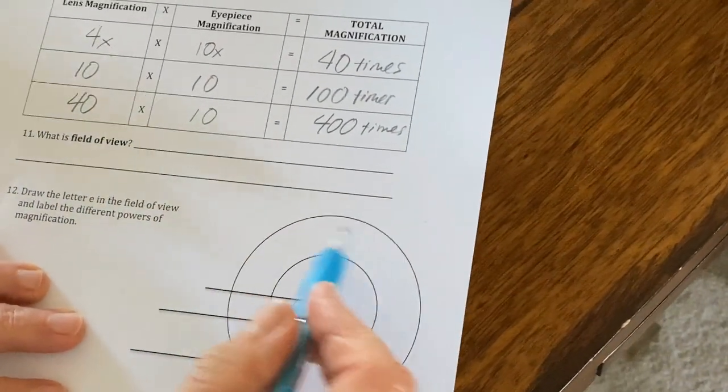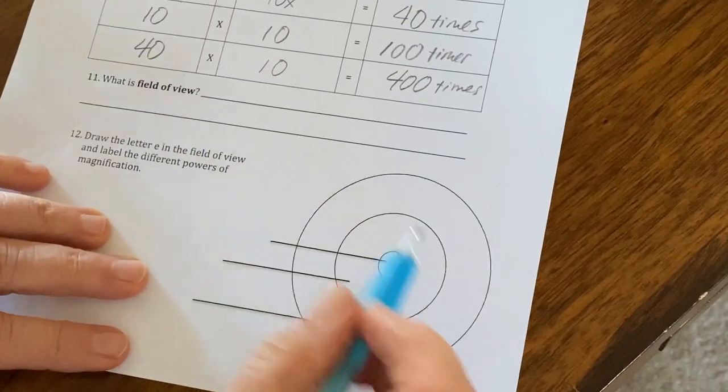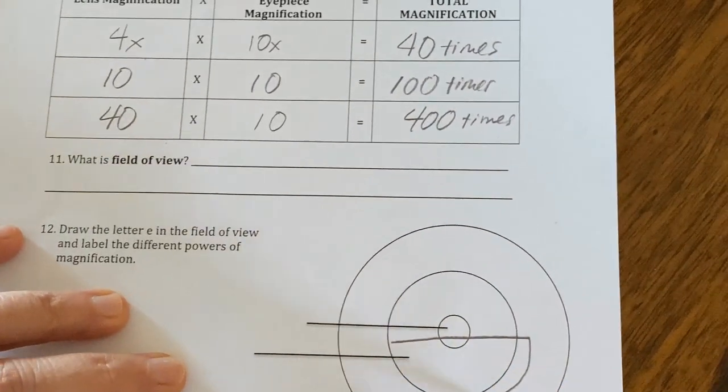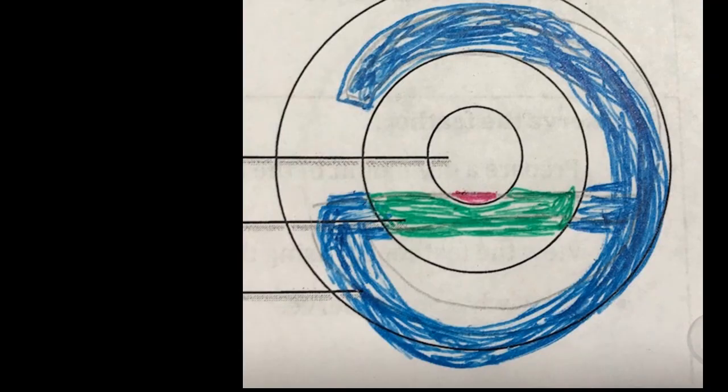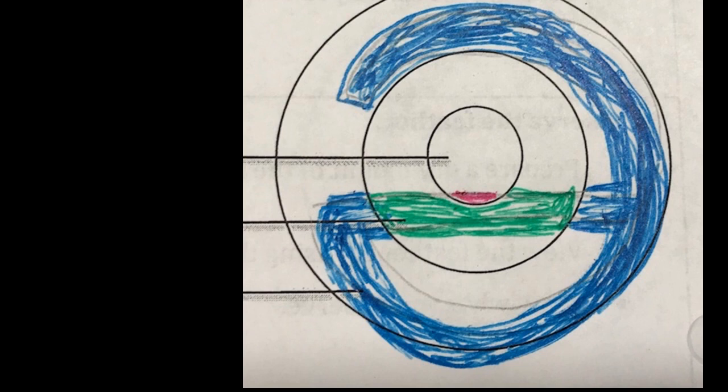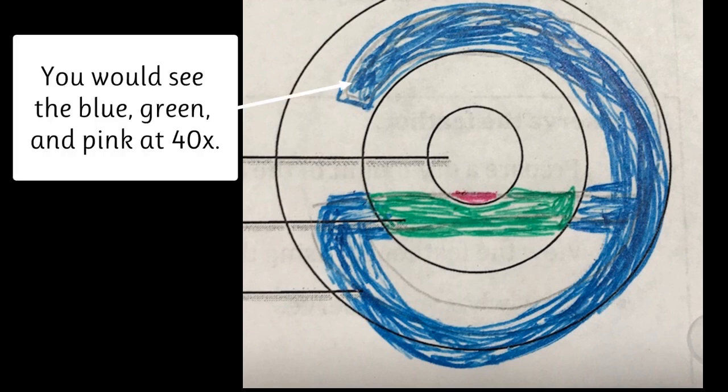The field of view is how much you can see. So at the first one, 40 times, you're seeing the E 40 times bigger than it was. So this will work better if I show it to you in color. The very outer circle, the biggest circle, includes the two smaller ones. The outer circle is what you would see of that E if it was at 40 times magnification. So the eyepiece is 10, multiply that by the objective lens that is 4, and that is what you would see. So it includes the blue, the green, and the pink. You would see the entire thing at 40 times magnification.